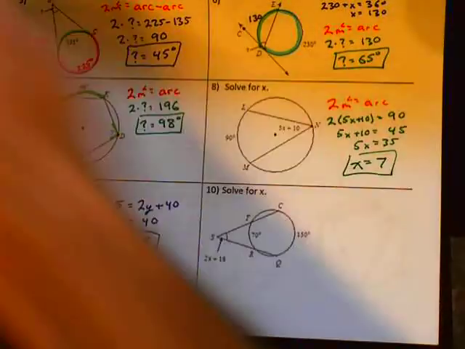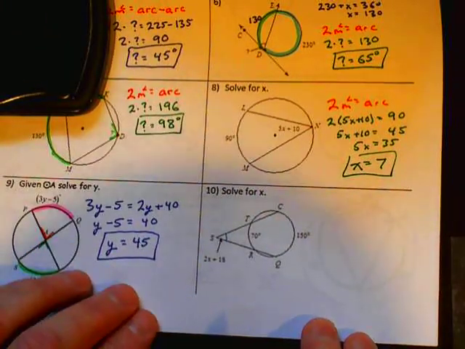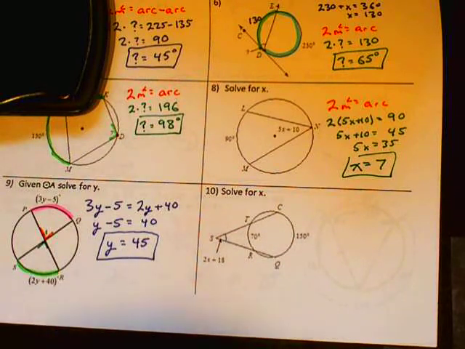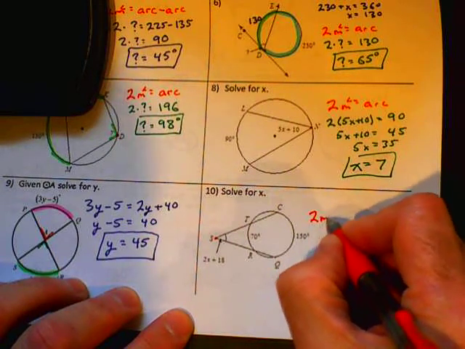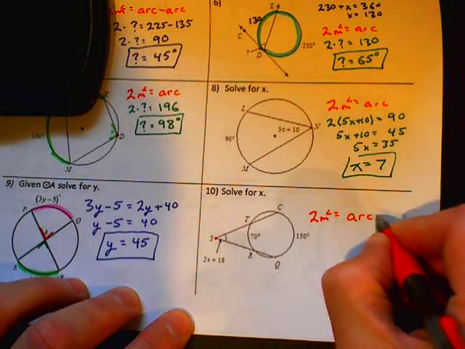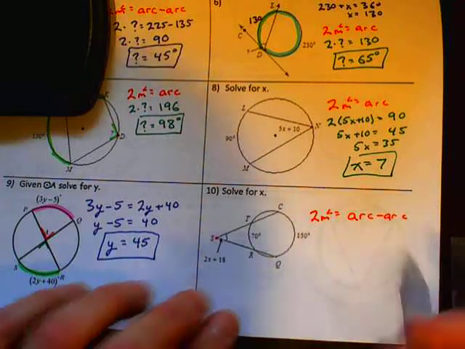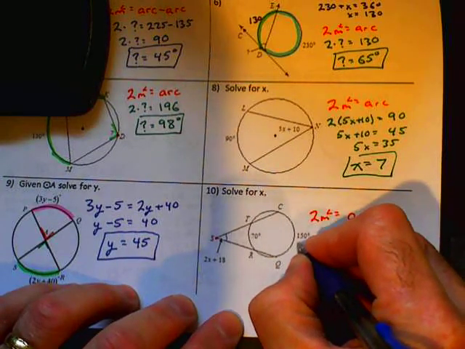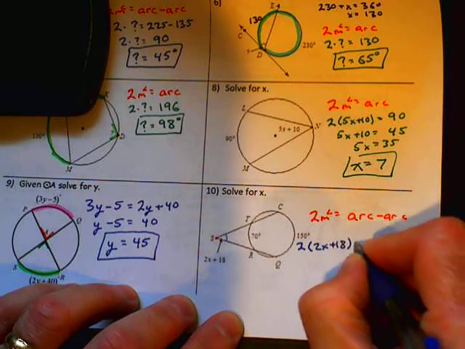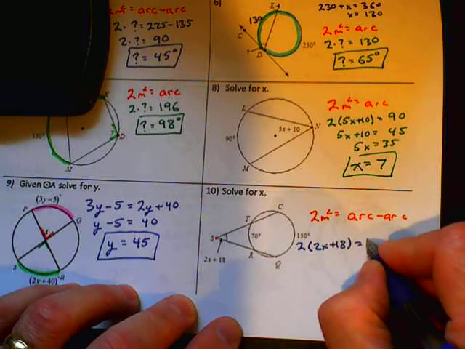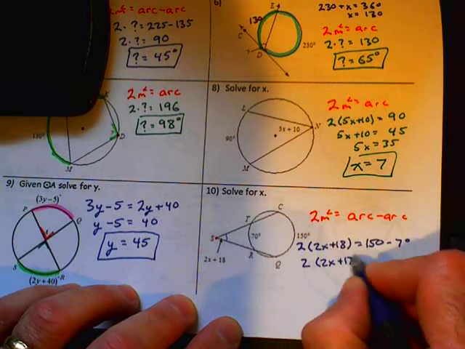So at this point, number 10, vertex outside the circle. Vertex outside the circle, that means 2 times the angle measure equals the difference of the arcs, arc minus arc. And they gave us the arcs really nicely, so all we have is a little more algebra to do. 2 times 2x plus 18, that's the angle measure, and the 2 arcs, 150 minus 70. So 2 times 2x plus 18 equals 80.